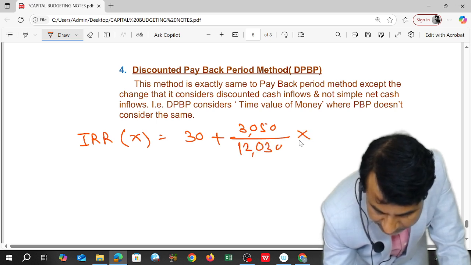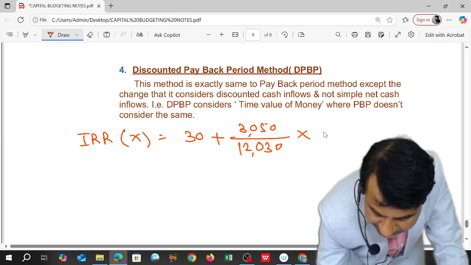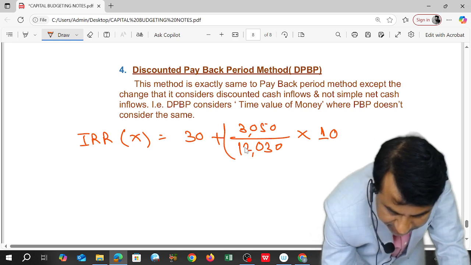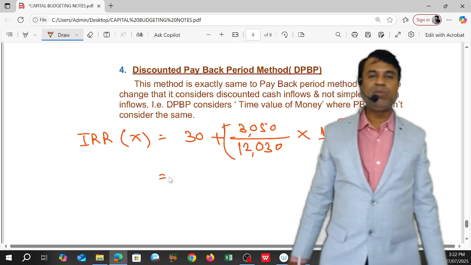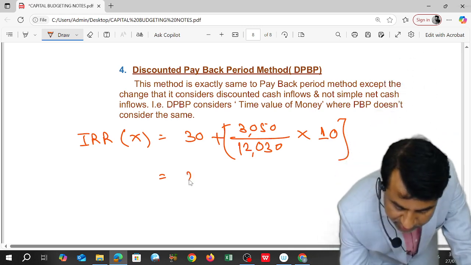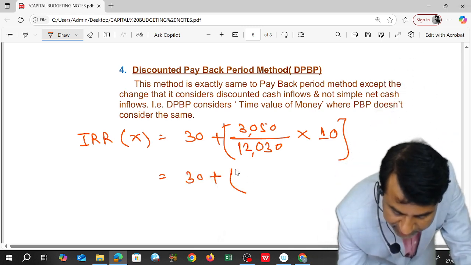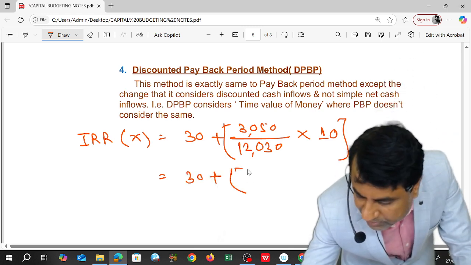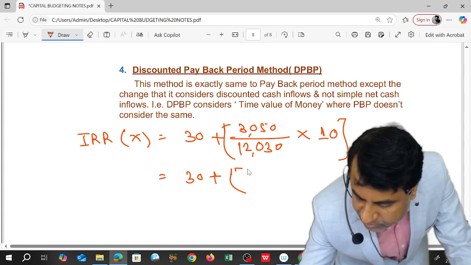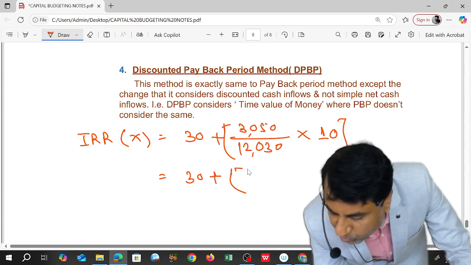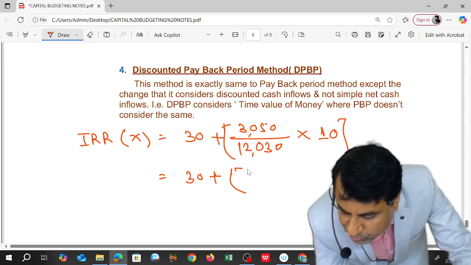And multiplied by difference in two rates. So I'm trying 30 and 40, so the difference is 10. Making a bracket here, BODMAS: bracket, division, multiplication, addition, subtraction. So it is 30 plus, पहले bracket solve करके लेता हूँ मैं। So it is 3050 divided by 12030, 0.2535.